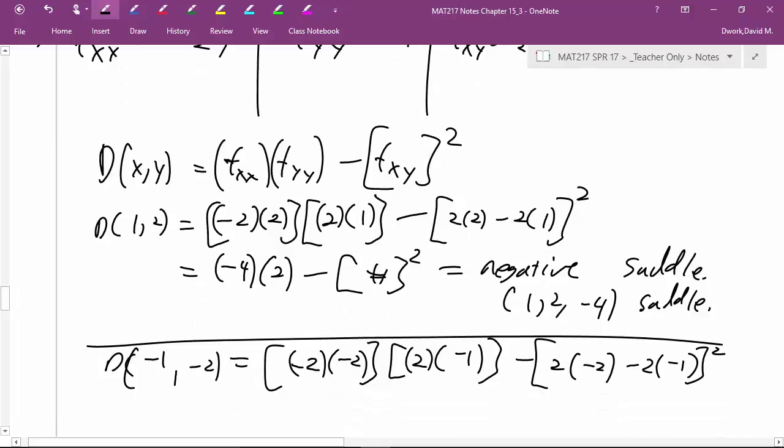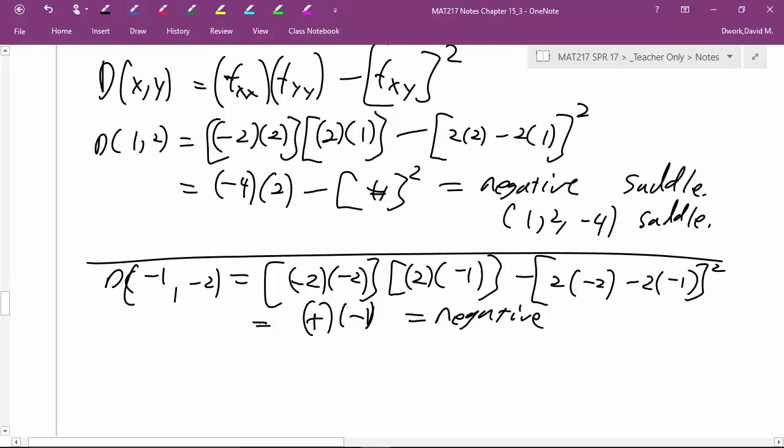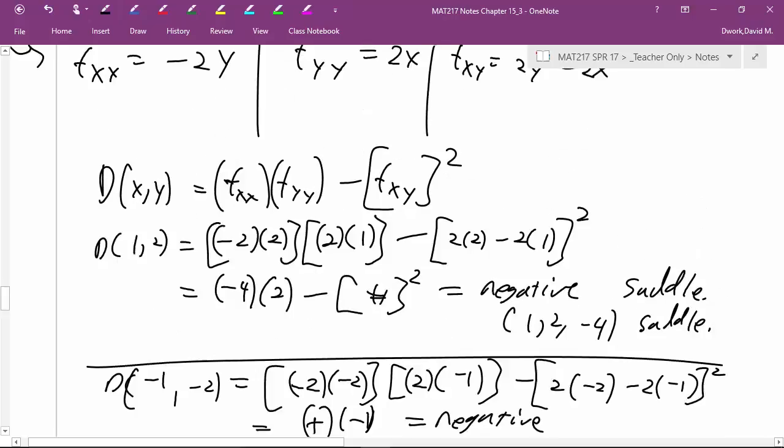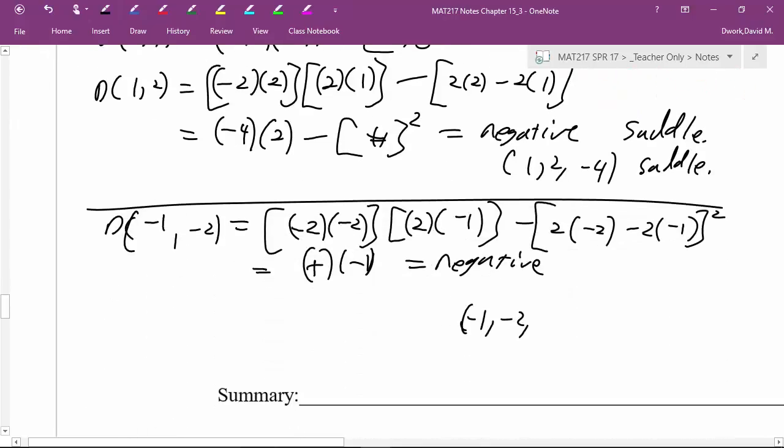The reason I can stop is right now I'm just looking at this. I have a positive times a negative, which means my answer is going to be negative. So I have another saddle. So I know the point -1, -2, +4 is a saddle.